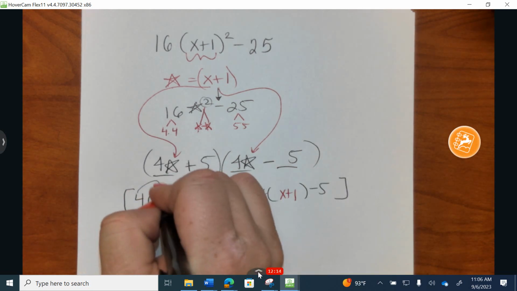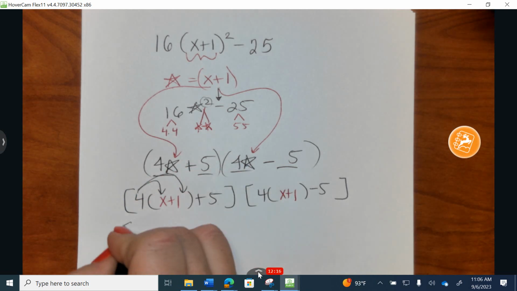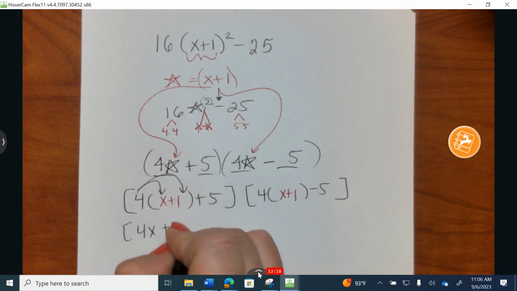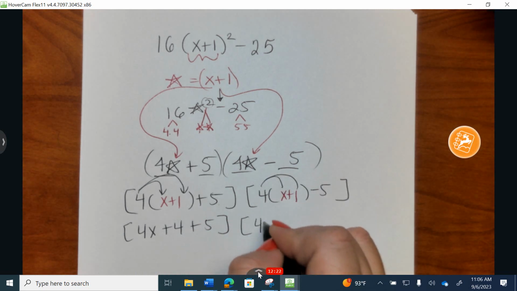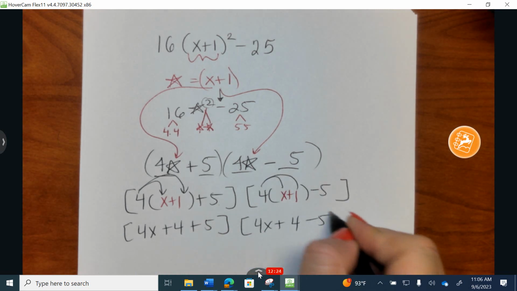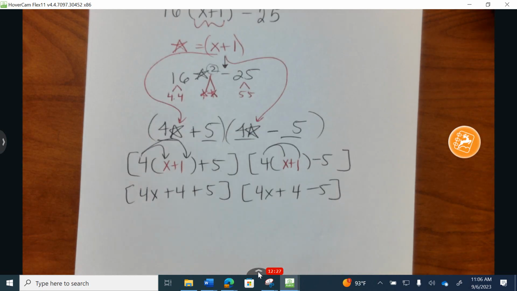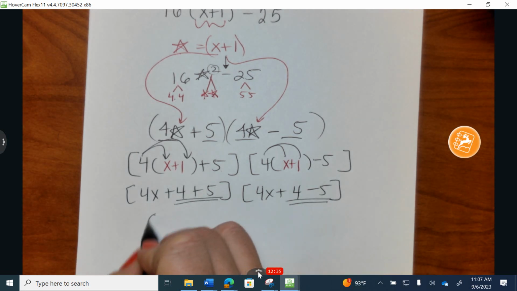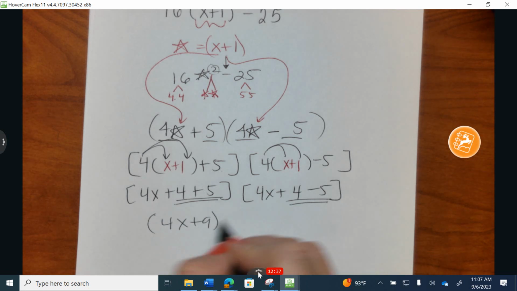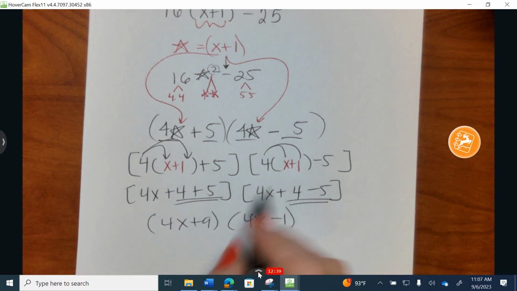Now I'm going to distribute, and when you distribute, you multiply. 4 times x, 4 times 1. Distribute. 4 times x, 4 times 1. And my very last step will be to combine like terms inside each of the brackets. 4x plus 9, 4x minus 1.